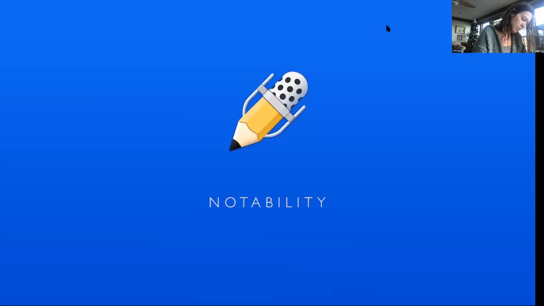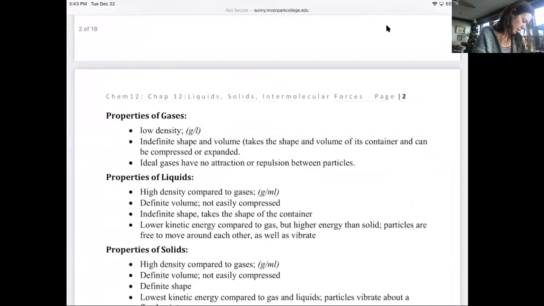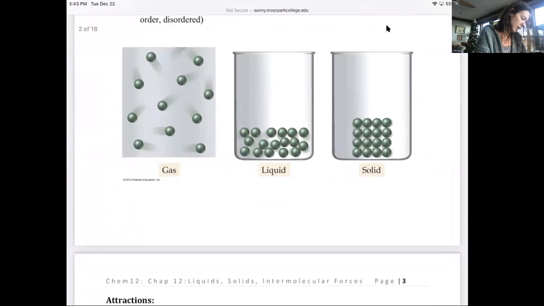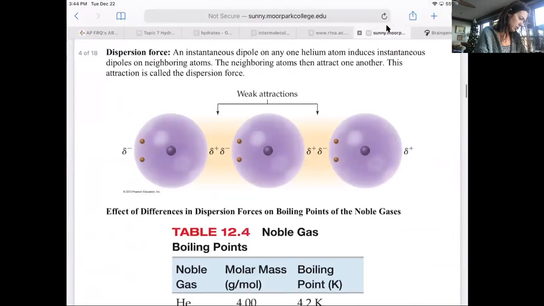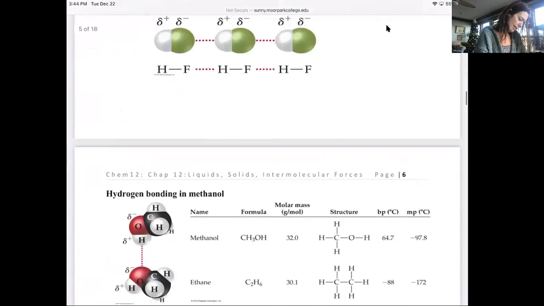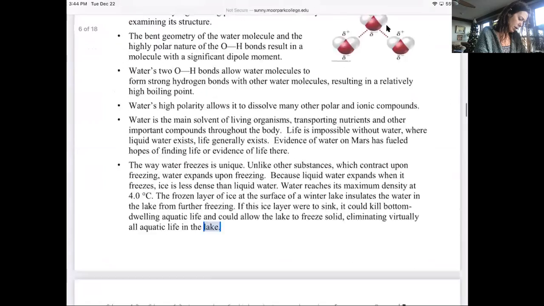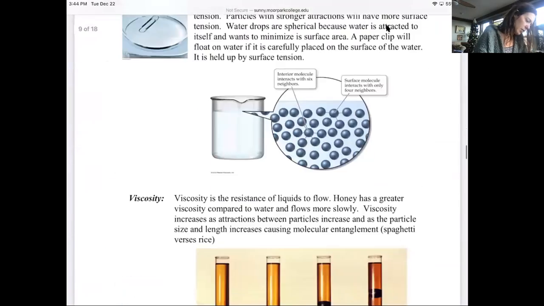Where did that surface tension picture go? I think I can find it here. Here's your solid with your very organized, strong IMFs, to the gas with no IMFs. Sorry, there's a picture here of surface tension. There, right? And surface tension, these interior molecules, see how they're attracted to everyone?